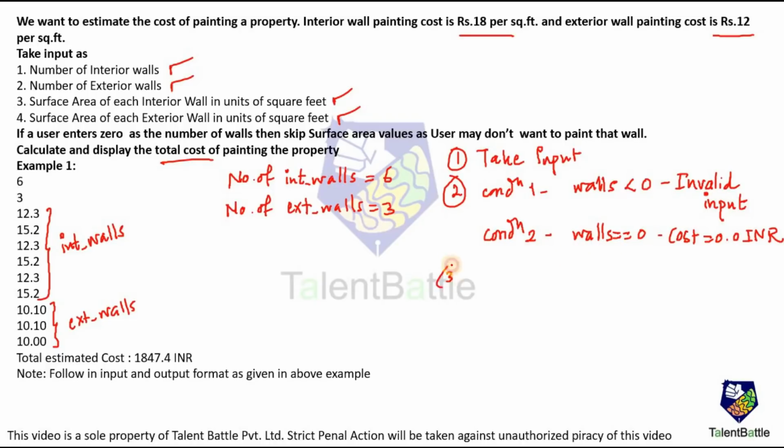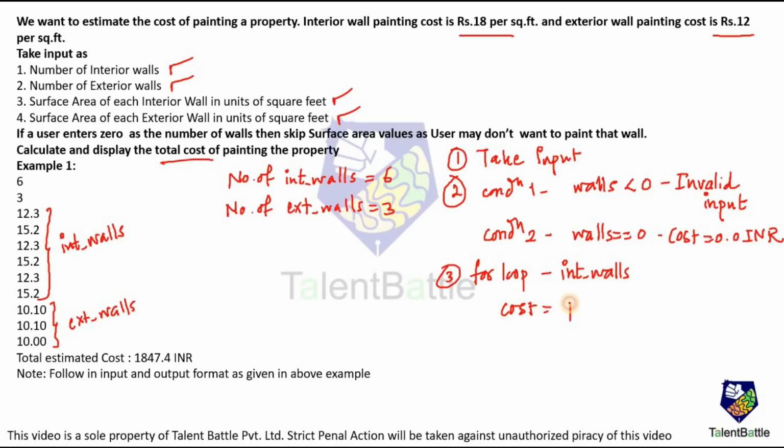And the third important case, so we can use 2 for loops here, because one for loop can go with the interior and another for loop with the exterior, right? So I take a for loop for interior walls, for loop for int walls, and inside that for loop I will take one temporary variable and I will calculate the cost.